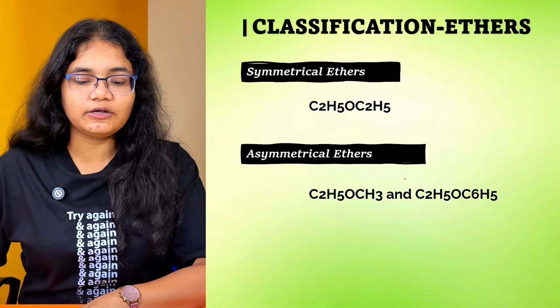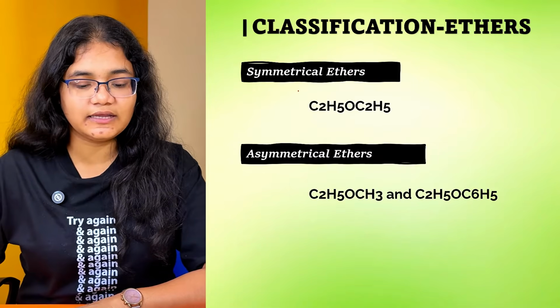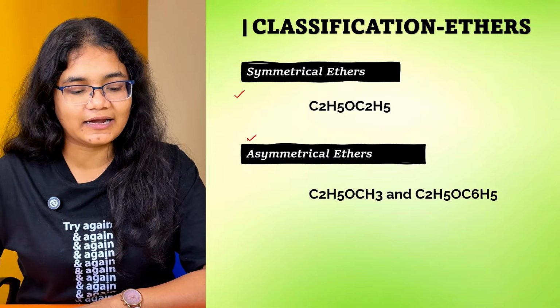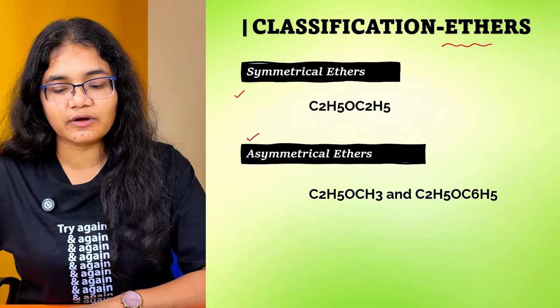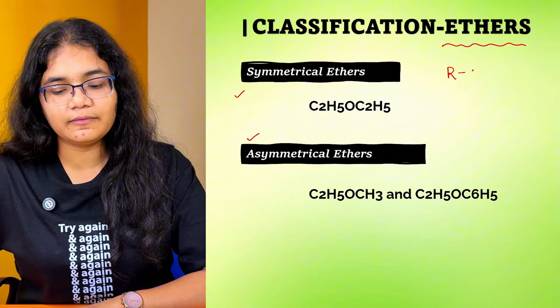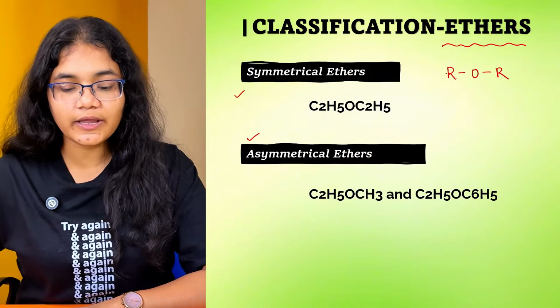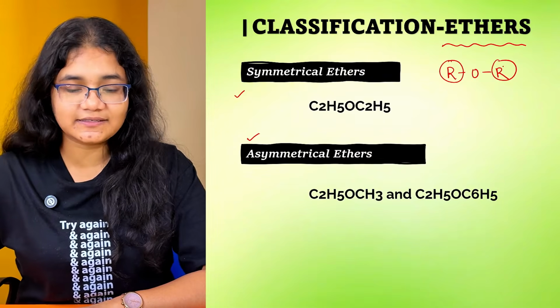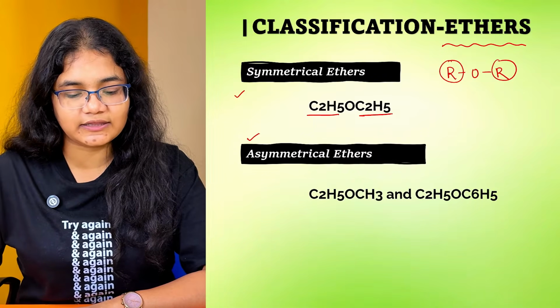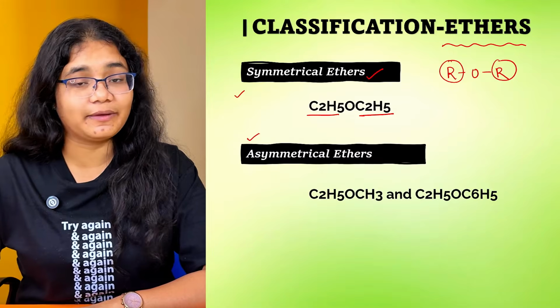Okay, next we'll talk about the classification of ethers. Ethers are classified as symmetrical and asymmetrical. What is the structure of ether? You have R, O and R. If both the R groups are the same, for example here this is ethyl and this is also ethyl, that is called a symmetrical ether.